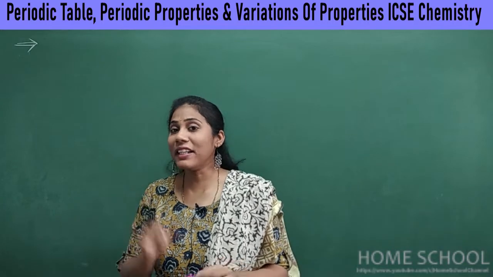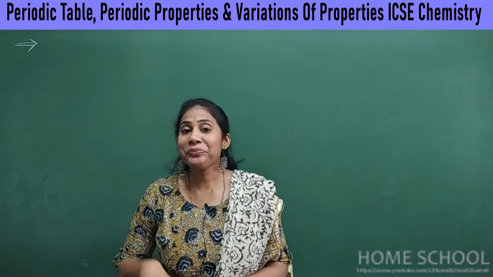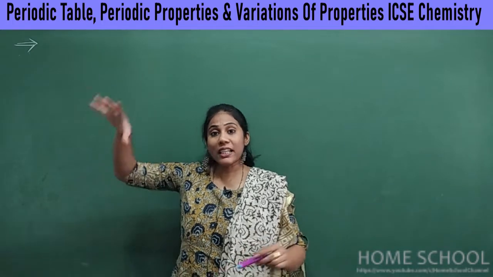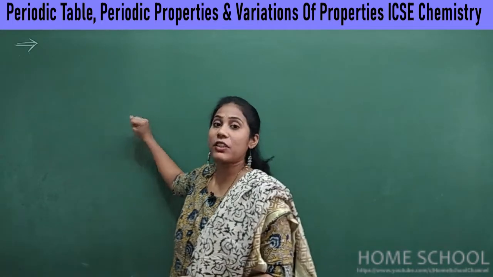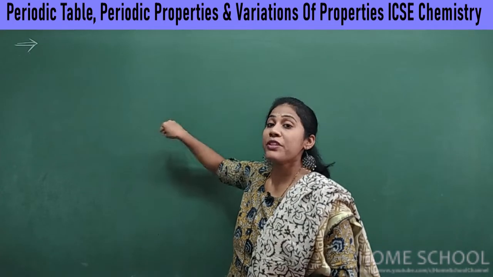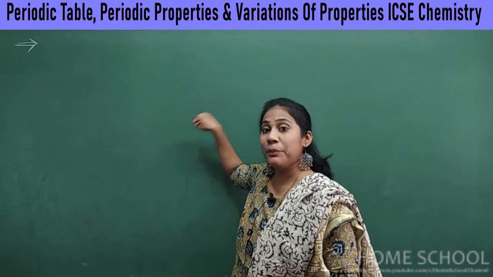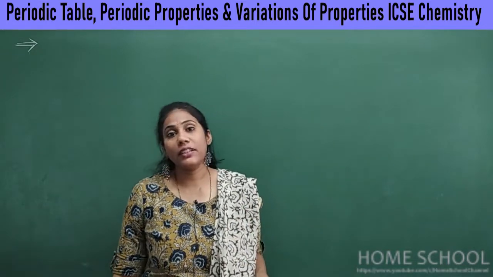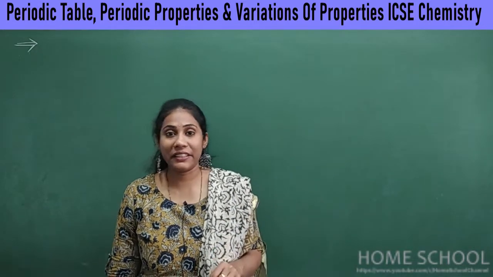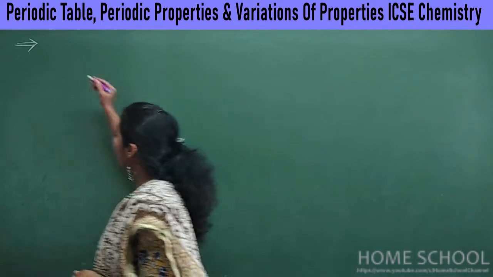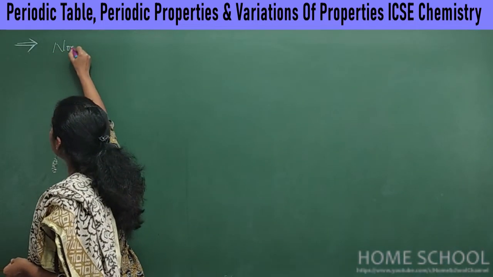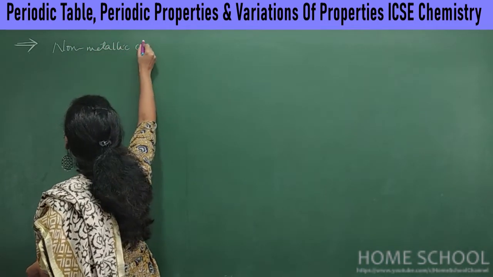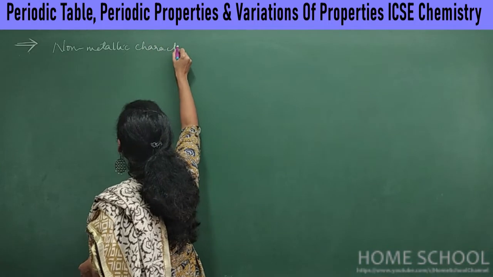So what exactly did we mean by metallic character here? It is the ability of losing electron. The bigger the atom, the outermost electron is somewhere very far away, so it's very easy for the atom to lose that electron. So the ability to lose electron is called metallic character. And now we are with non-metallic character, which is exactly opposite to metallic character.